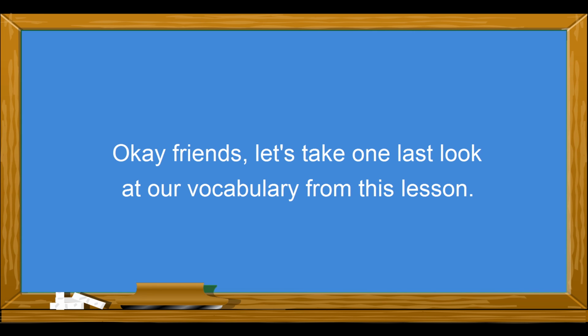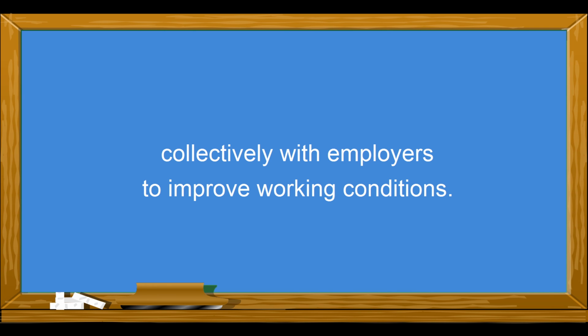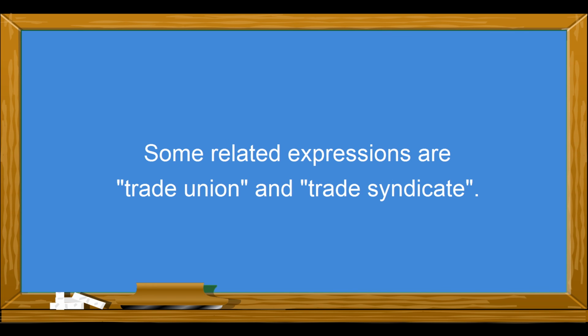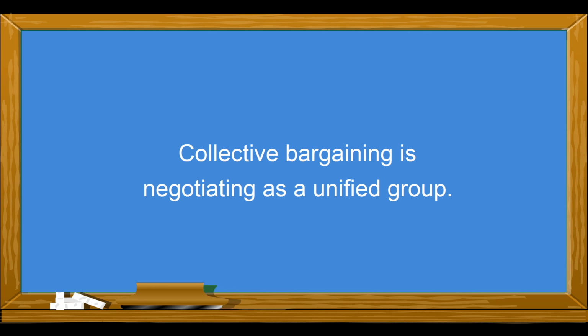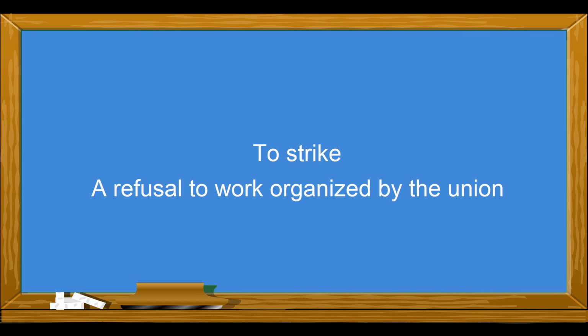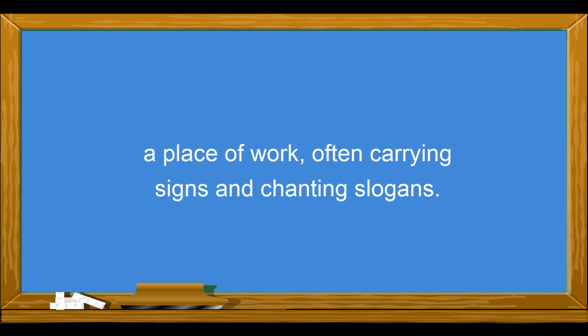Okay, friends, let's take one last look at our vocabulary from this lesson. Labor union. An organization of employees for dealing collectively with employers to improve working conditions. Some related expressions are trade union and trade syndicate. Collective bargaining. Collective bargaining is negotiating as a unified group. To strike. A refusal to work organized by the union as a form of protest, and to apply pressure on the employer during a negotiation. To picket. To picket is when people protest outside a place of work, often carrying signs and chanting slogans.